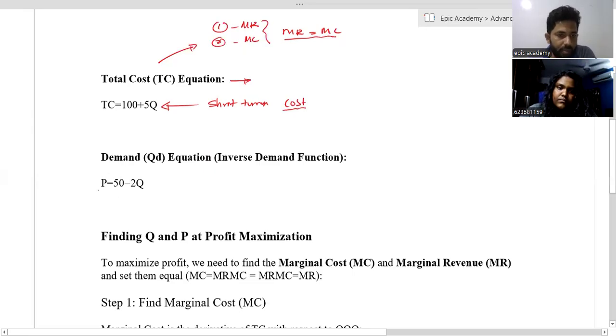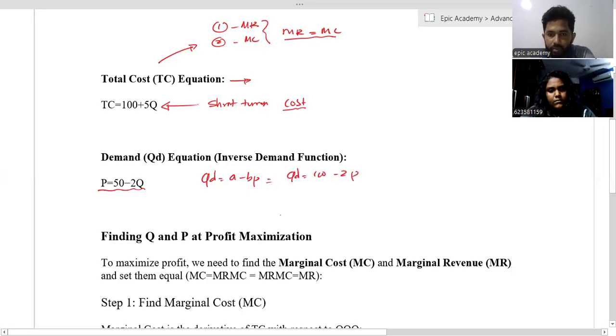If we are going to discuss these equations, this is not a normal equation for the demand. Always we know that the demand equation is something like QD equals A minus BP. As an example, QD equals 100 minus 2P. But in here, we are going to change the direction of the P and Q. That is why we have an equation like that here.